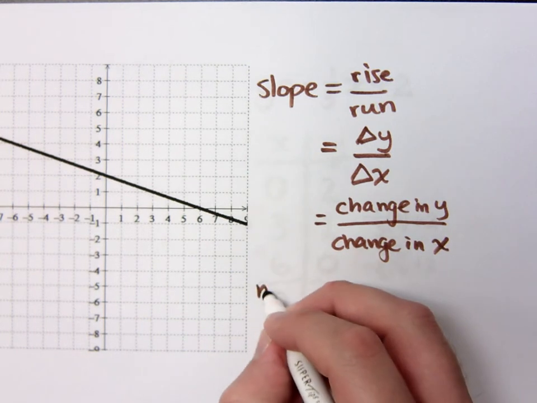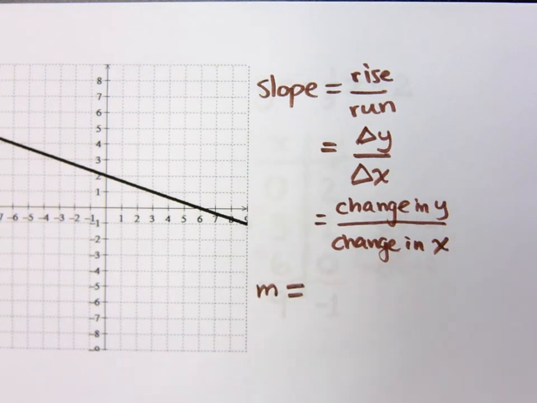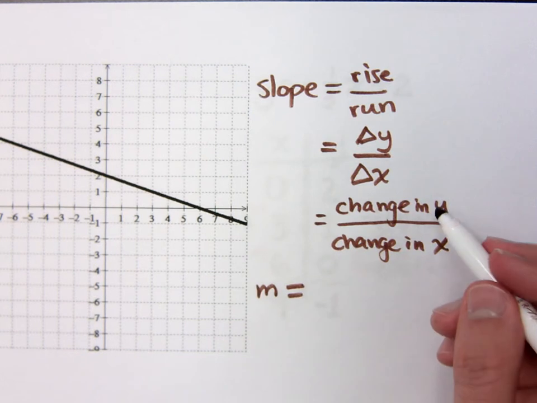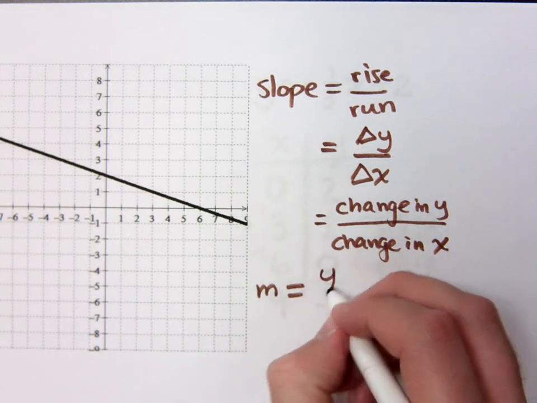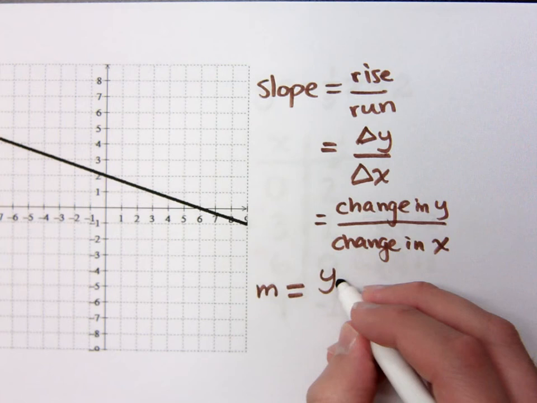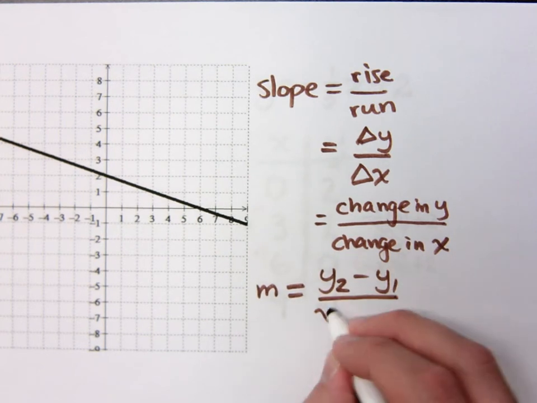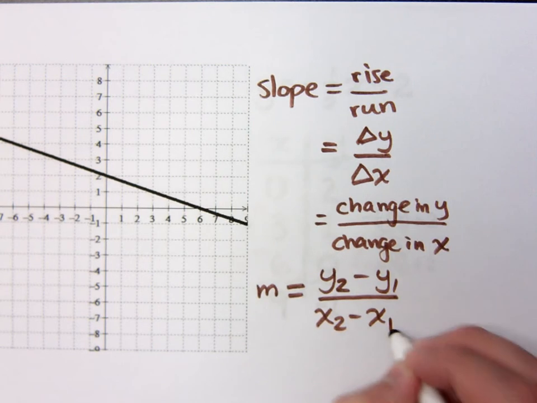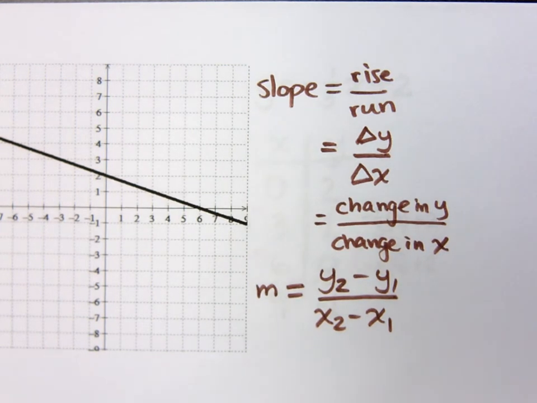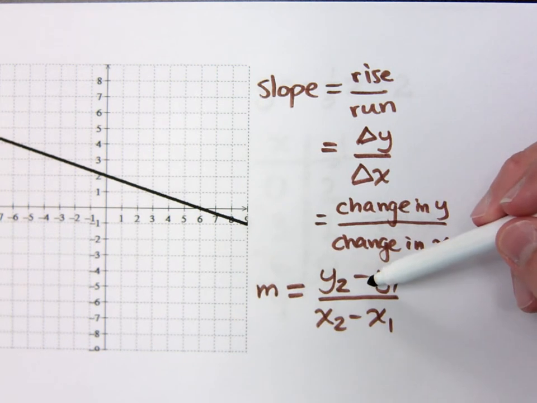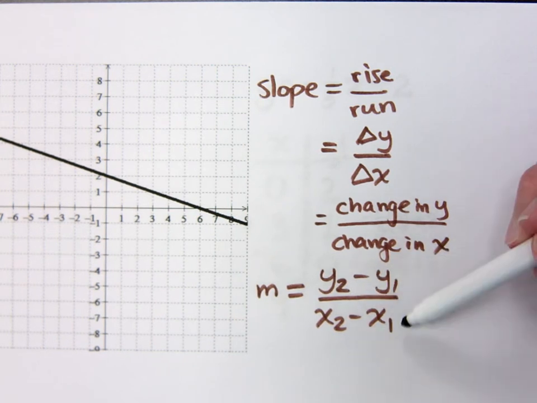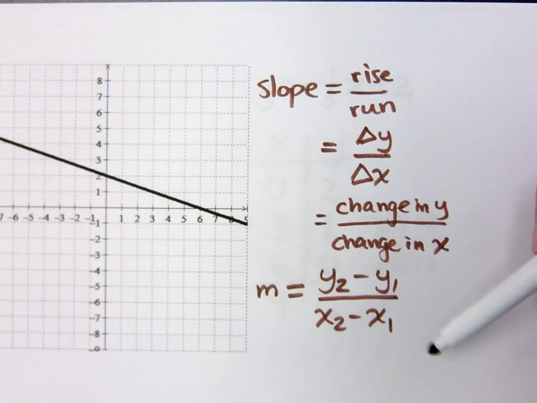Sometimes we'll use the letter m to represent slope, and since we're talking about the change in y and the change in x, we can write it like this: y2 minus y1 over x2 minus x1, that is equal to your slope. When we talk about change in something, we want to find the change from one thing to the next, so you do subtraction. That's why I have the subtraction here. And these little subscripts are used to denote point 1 from point 2.